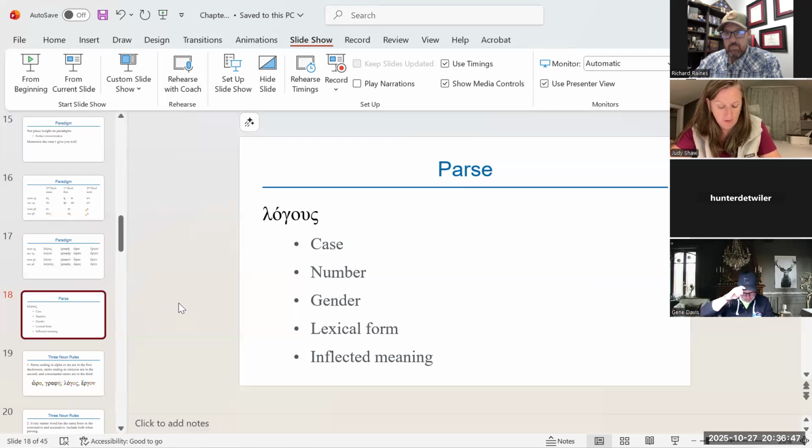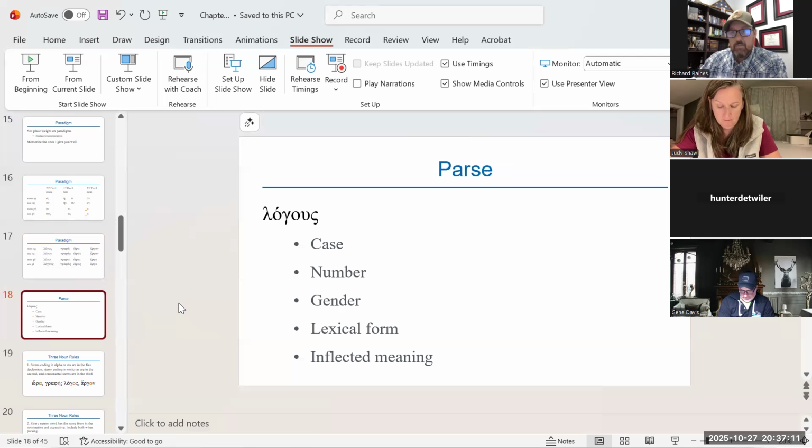Yes. So it's plural. So it's accusative plural. So the case is accusative. The number is plural. What gender is it? Masculine. What is the lexical form of logos?